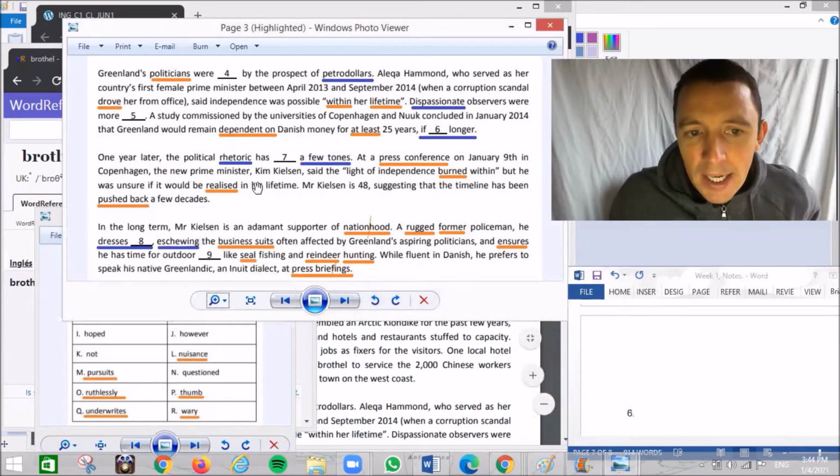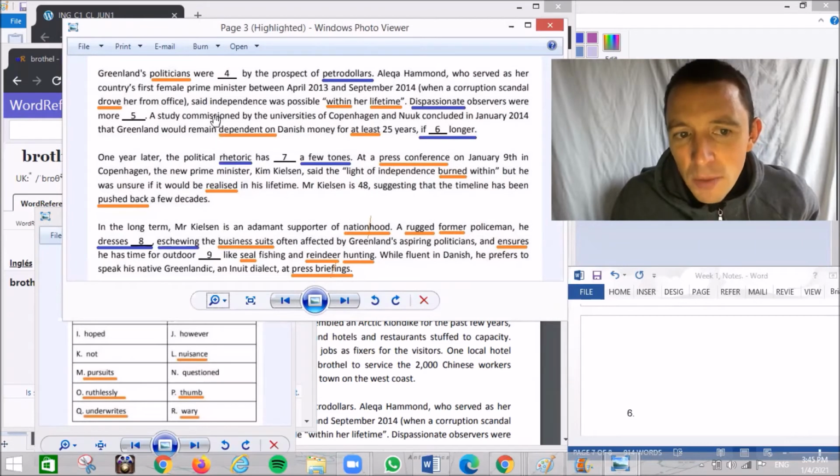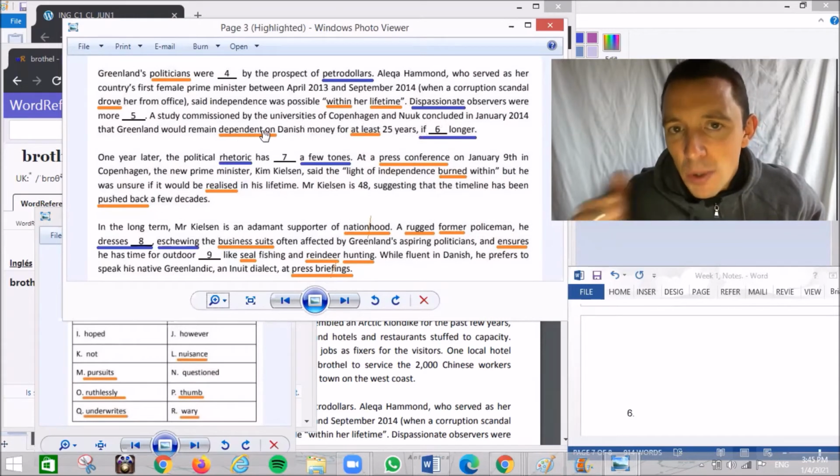Okay, a study commissioned by the University of Copenhagen and Nuuk concluded in January 2014 that Greenland would remain dependent on, that's a typical preposition, dependent on the Danish money. Dependent on the internet, dependent on the company, dependent on a person.